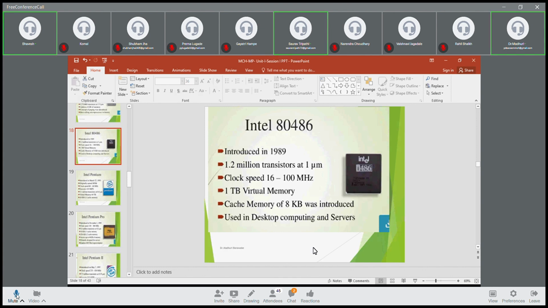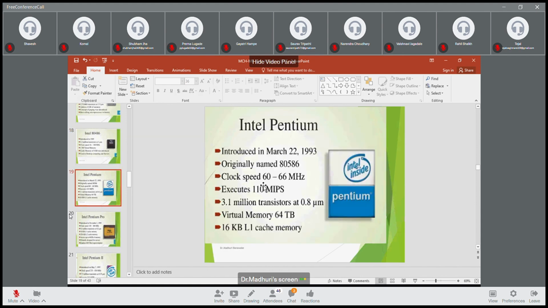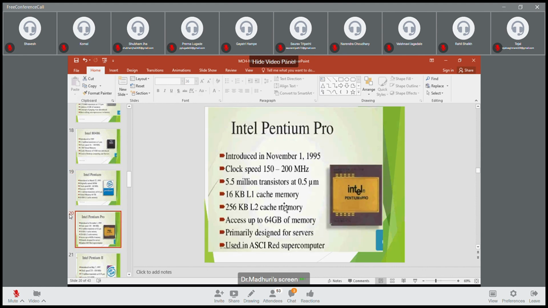Okay, now we are here for the 86, 1 terabyte virtual memory, and cache memory is 8 KB, as in the Pentium. Virtual memory is 64 KB, and here they have increased the size of the cache memory, from 8 KB to 16 KB. Later came the Intel Pro. That is the Intel family: P1, P2, P3, P4, something like that. In that they included the cache memory, L1 cache and L2 cache, and they increased the size of the L1 and L2 cache.